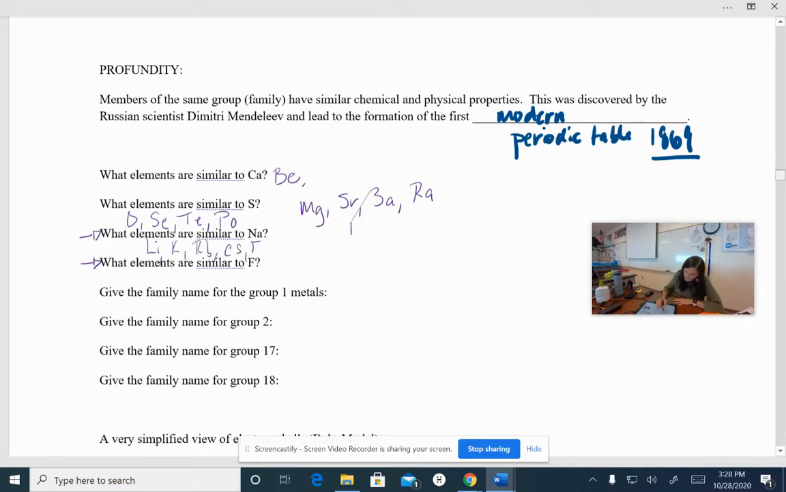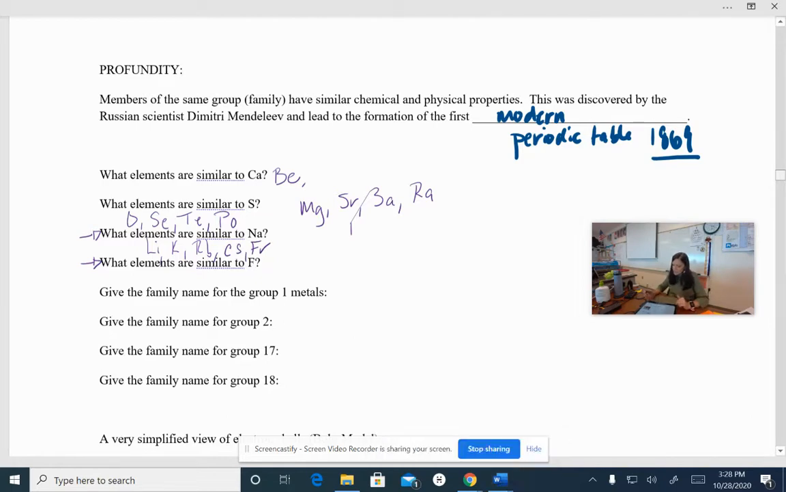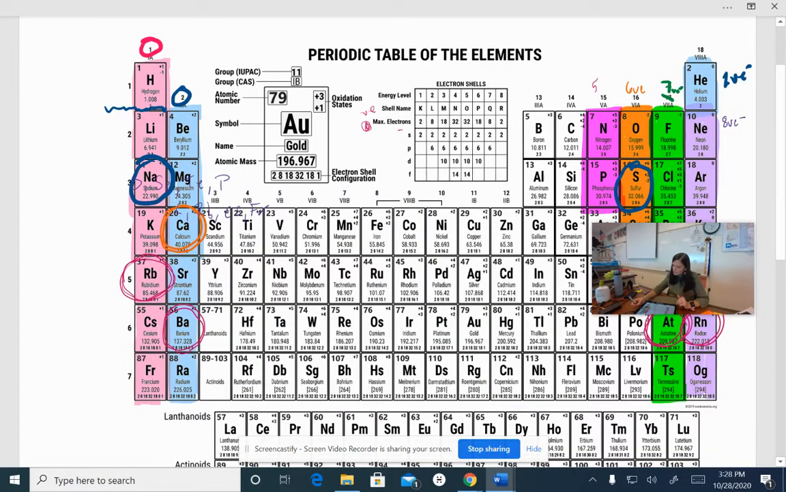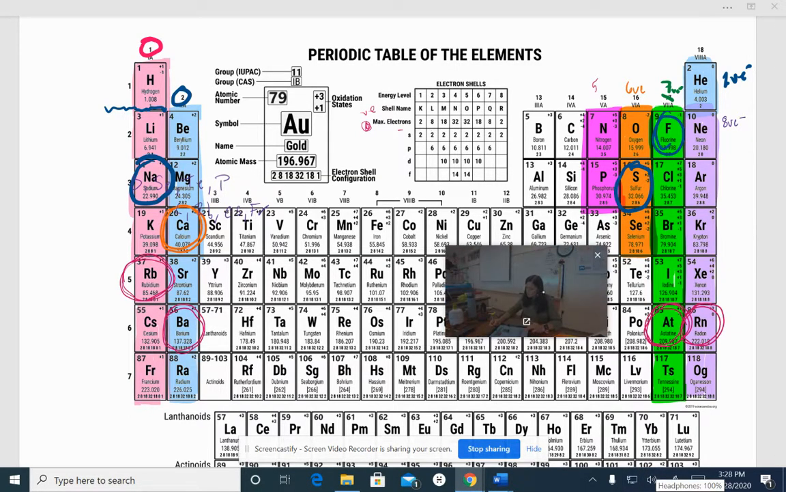Okay? What elements are similar to fluorine? Hopefully you answered things in group 17 because fluorine is in group 17. So you should have answered chlorine, bromine, iodine, and astatine.